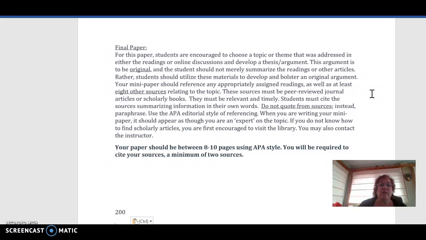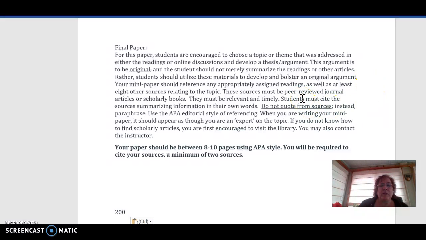Students must cite the sources, summarizing information in their own words. Do not quote from sources, instead paraphrase using the APA editorial style of referencing. When you're writing your mini paper, it should appear as though you're an expert on the topic. If you do not know how to find scholarly articles, you are first encouraged to visit the library, and I encourage you to do that because they're there for you. You may also contact your instructor, and that's me. And I'm hoping right now you realize that I'm always here for you if you need to call me.